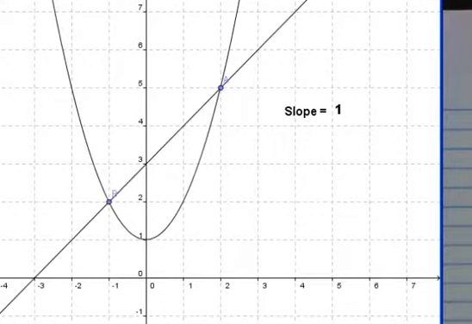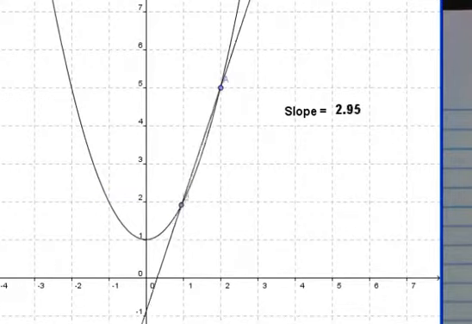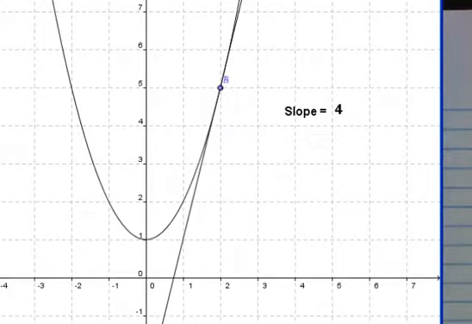So if we go back and we look at it, the slope goes 1.7, 2, 3, and then after it gets to 3, it starts slowing down. And it keeps getting closer and closer to, if we were to actually be able to put those two dots right on top of each other, 4.